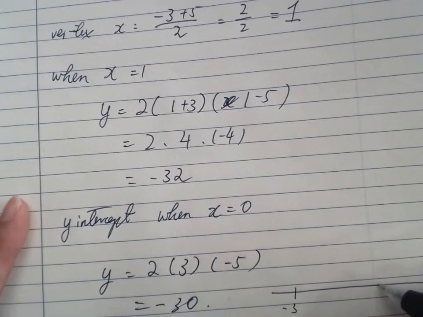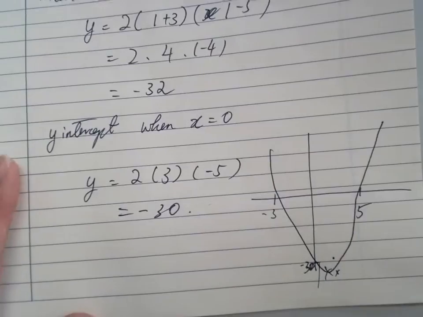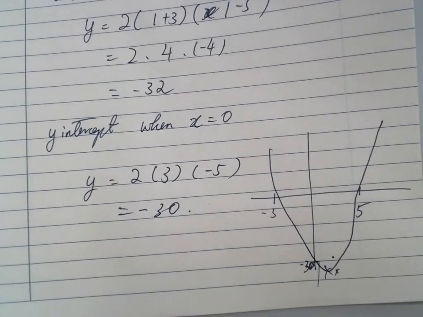The roots are negative 3 and 5, and at 1, somewhere here, this is negative 32. The y-intercept is negative 30, negative 32 is here, a bit downwards, 1 is here. So we just sketch the graph, nice and easy. Oh, by the way, make sure you use pencil to draw the diagram.